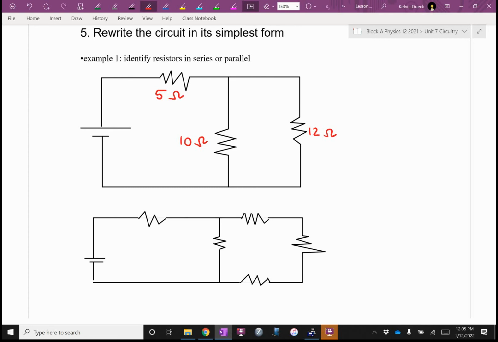I have to deal with the ones that are in parallel first. Which ones are in parallel here? The 10 and 12. So the first thing that I would want to do is find our parallel. I'm going to do a little sketch. Here, these two I'm going to represent with a single resistor. And if I write right here, 1 over R parallel, I'll use 2 lines for parallel again, is going to be 1 over 10 plus 1 over 12.